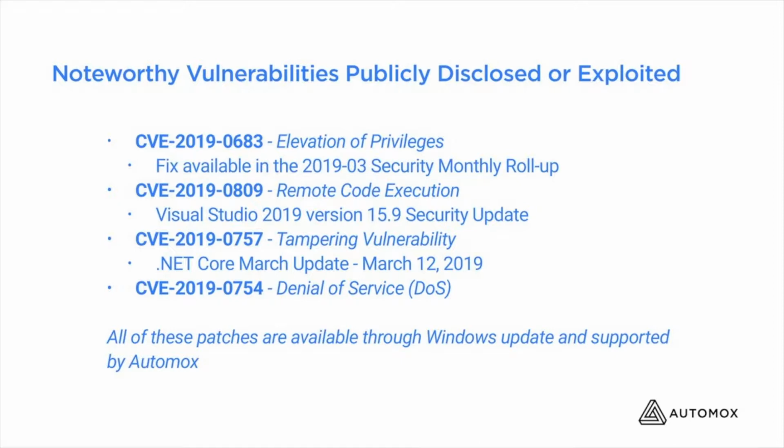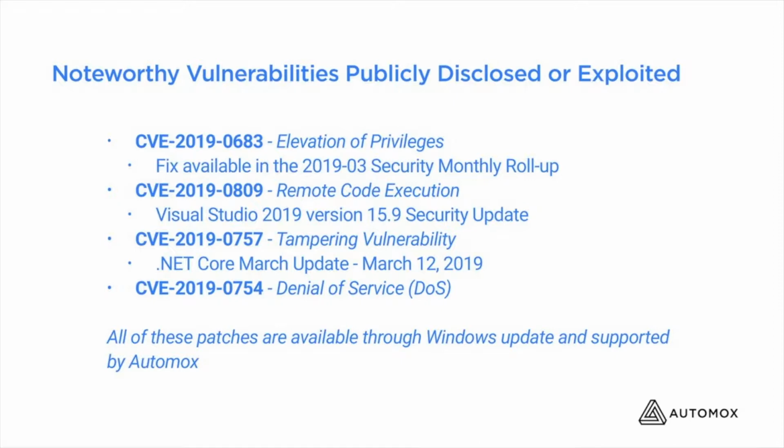CVE 2019-0757 is a tampering vulnerability. That exists right now only in the NuGet package manager. So if NuGet is being used as a package manager, right now you want to make sure that you patch in the .NET Core March update, and that's available through the Microsoft Windows Update as well, and it's CVE 2019-0757.